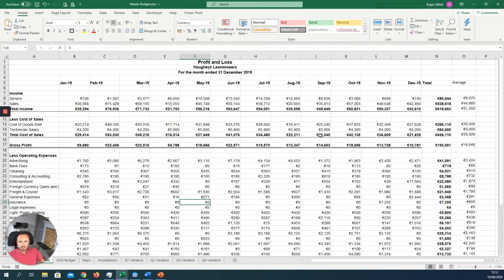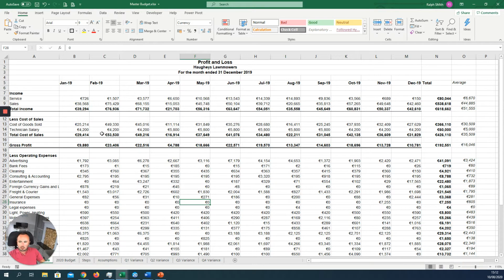We start with facts and assumptions. For example, if we know that our rent is €5,000 a month, then our rent is €5,000 a month. This is a fact. We might make assumptions when it comes to things like sales. We assume we will sell 100 Ferraris at €150,000 per car. So they are our assumptions.